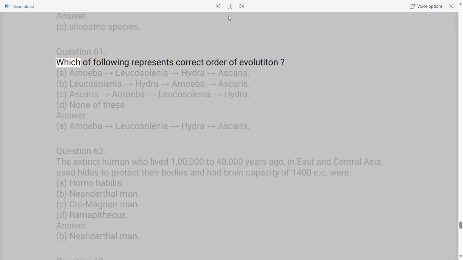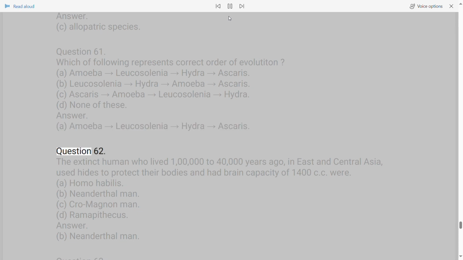Question 61. Which of the following represents the correct order of evolution? A. Amoeba, Leucosolenia, Hydra, Ascaris. B. Leucosolenia, Hydra, Amoeba, Ascaris. C. Ascaris, Amoeba, Leucosolenia, Hydra. D. None of these. Answer. A. Amoeba, Leucosolenia, Hydra, Ascaris.